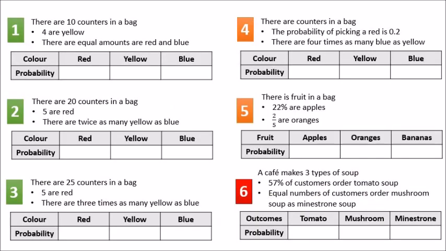So here are 6 questions for you to try. The first three are all fairly simple because the number of counters in total is given. Questions 4, 5 and 6 are not given those things. Question 6 is a little trickier because the numbers are a little bit more complicated. Alright, so have a go, do your best.